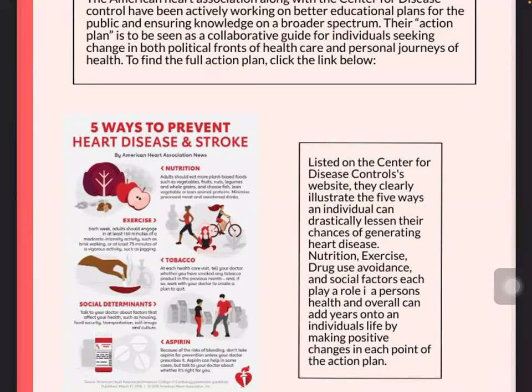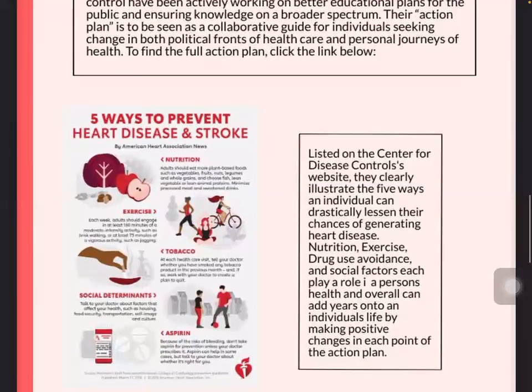Some social determinants should be discussed with your doctor as well, such as housing, food security, transportation, self-image, and culture. The final step in the action plan is regarding aspirin, which shouldn't be taken for prevention unless specifically prescribed by your doctor. Moving on to Travis.